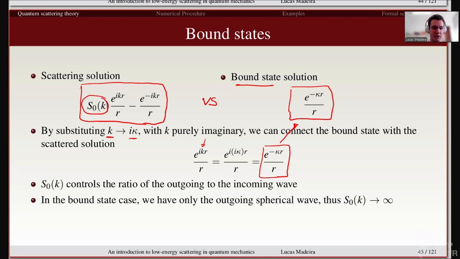How about this S naught here multiplying the outgoing spherical wave? It's controlling how much is going to the outgoing or incoming spherical wave. So if I only want this piece here to contribute, then I want this term here to go to infinity, so I can disregard this other term here. Okay. So if I do that, I only get this scattering solution. So I have to do two things. I have to make sure that this S matrix element here is going to infinity. And I want to replace k by an imaginary quantity, right?